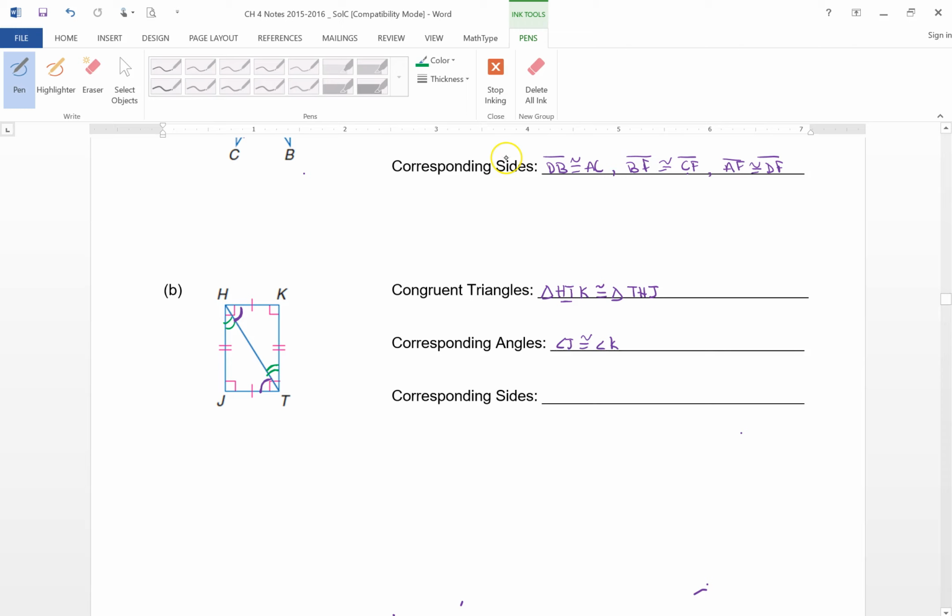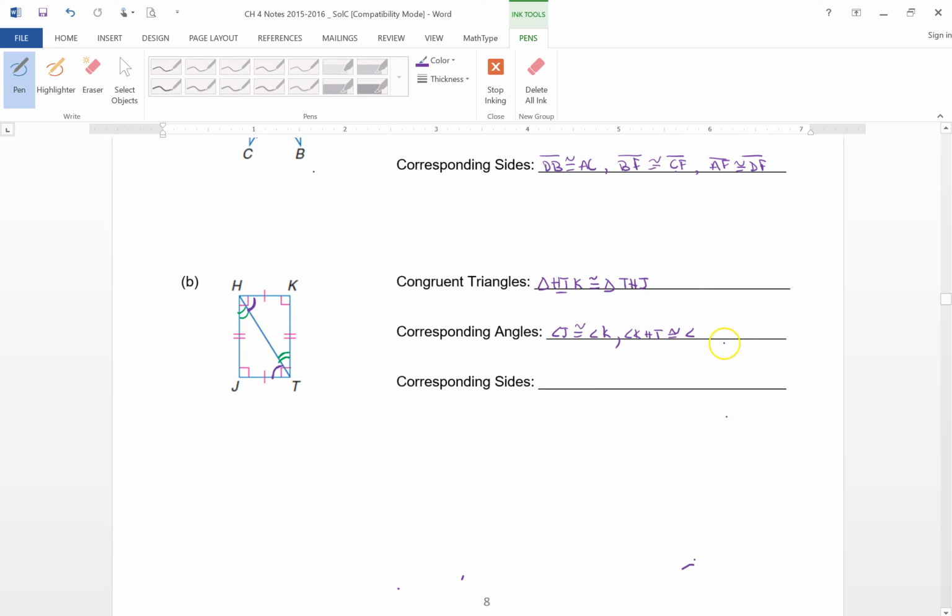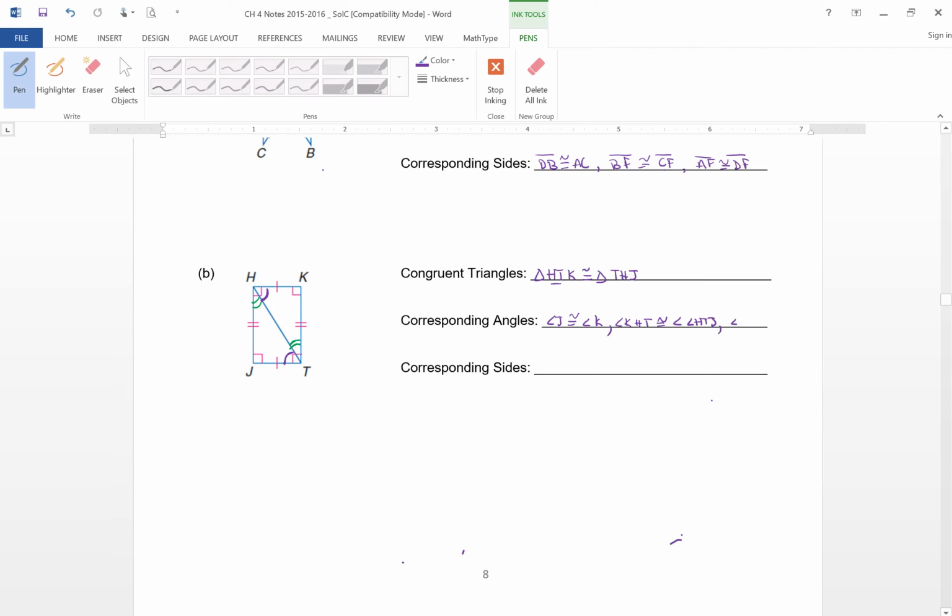So now, if angle J is congruent to angle K, then angle KHT is congruent to angle HTJ. And what's the last one, the green ones? JHT is congruent to angle KTH. All right? Okay, so corresponding sides.